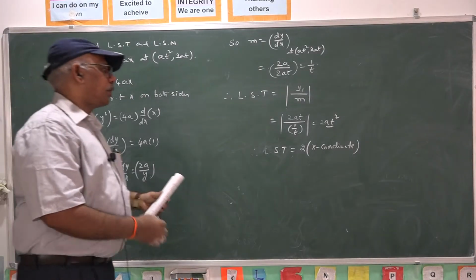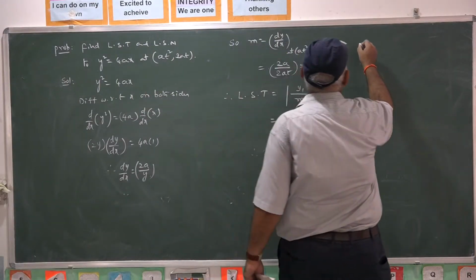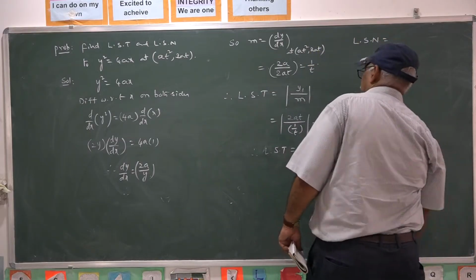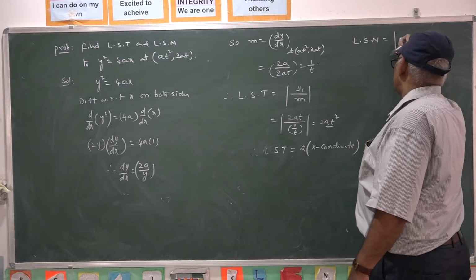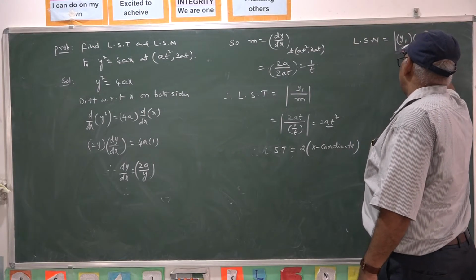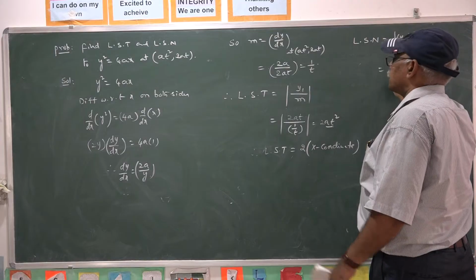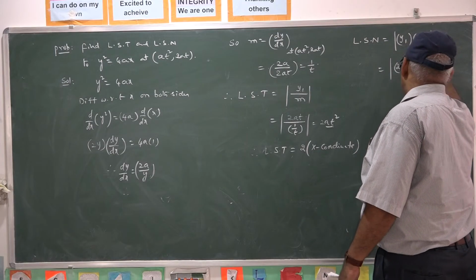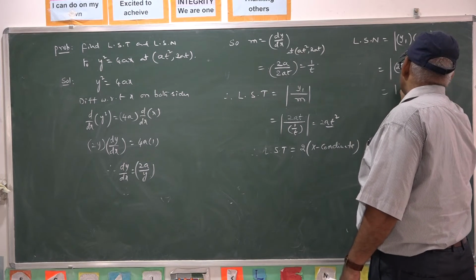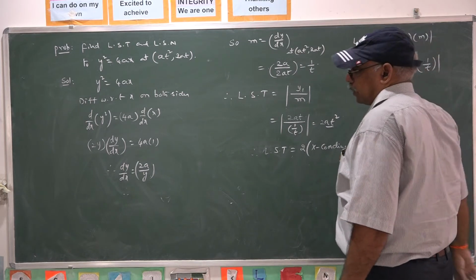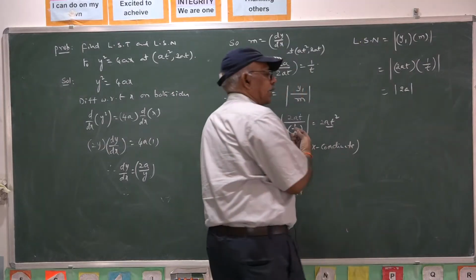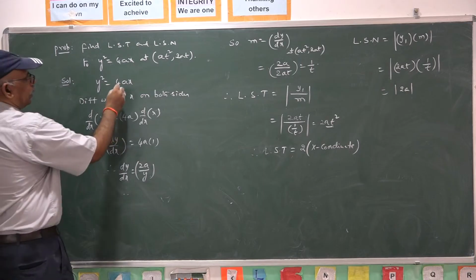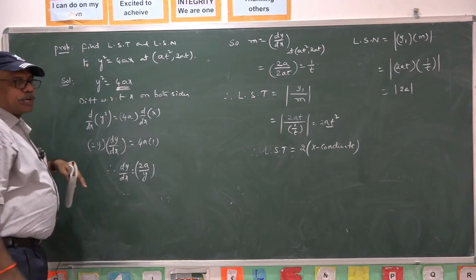Similarly, the length of subnormal. The length of subnormal is here in this case modulus of y1 into m. Here y1, the y coordinate, is 2at, m is 1 by t, t cancels. So, modulus of 2a, which is half that of the latus rectum, the length of the latus rectum. The length of latus rectum of the parabola is 4a.